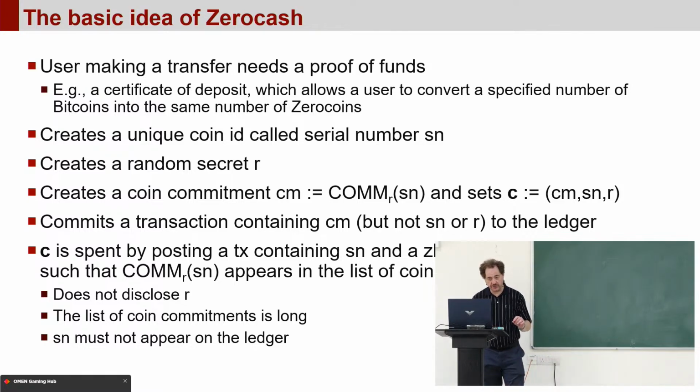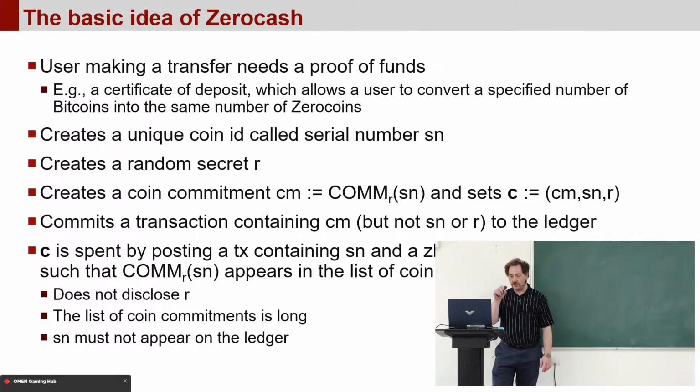Zero cache also allows for interoperability, so it could be a certificate of deposit which allows a user to convert a specified number, for example, of bitcoins into the same number of zero coins. That would be a proof of funds. Okay, but now the real idea starts.